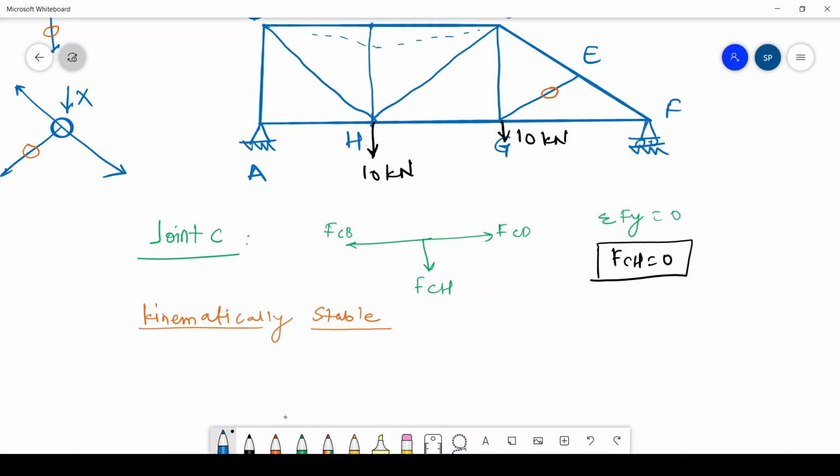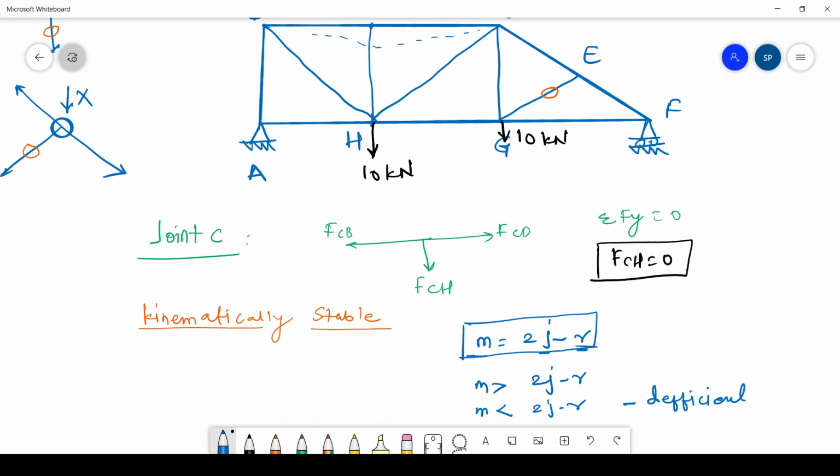So there is the equation m equal to 2j minus r: number of members, number of joints, number of reactions. If this is satisfied, then it will be a perfect truss. If you get m greater than 2j minus r, it will be redundant. If you get m less than 2j minus r, it will be a deficient truss. If you remove such members, it will become a deficient truss. Means what? It is kinematically unstable.